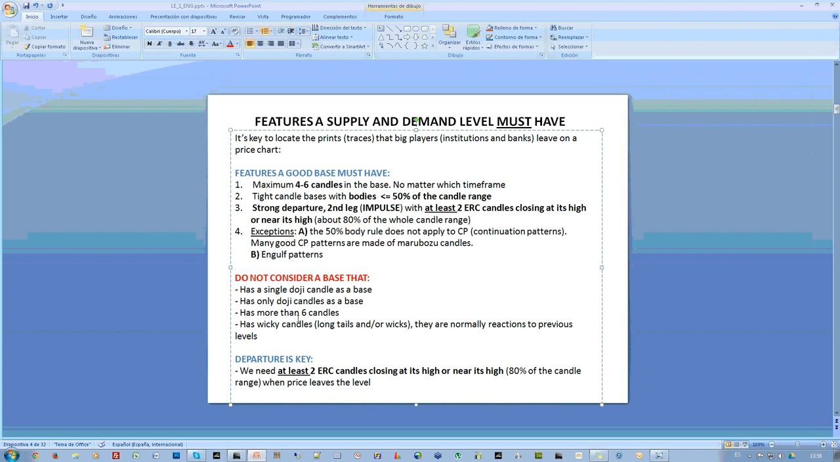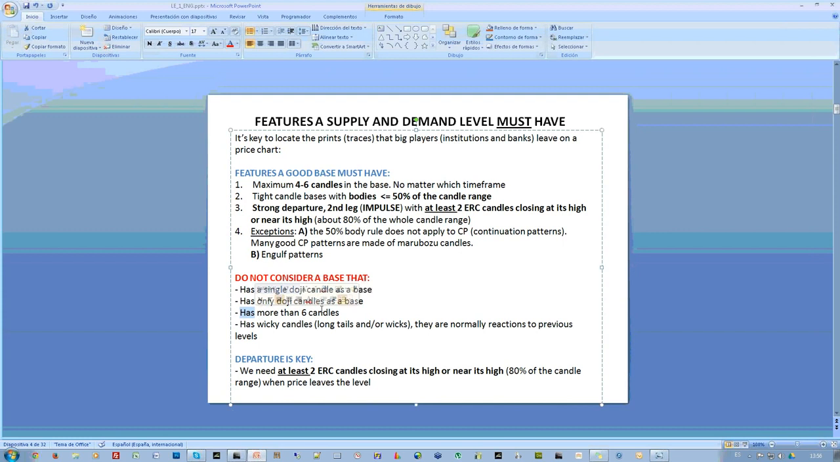What we do not consider as a good base, we don't even have to draw it, is a base that has only a single doji candle, or only doji candles, more than one candle at a time. If we don't have a small range candle or spinning top candle or tight candles there, we don't want to consider that base as valid.